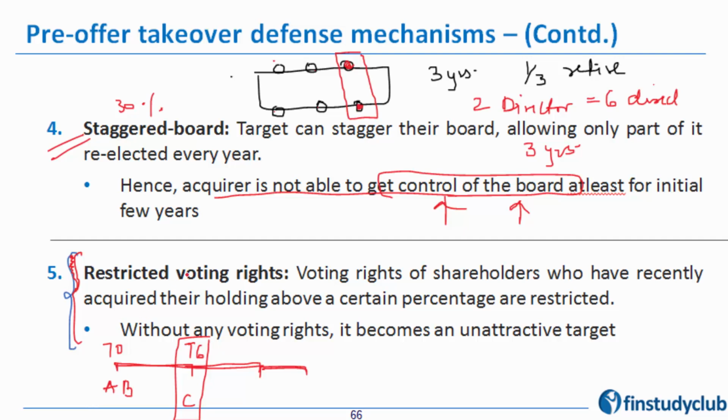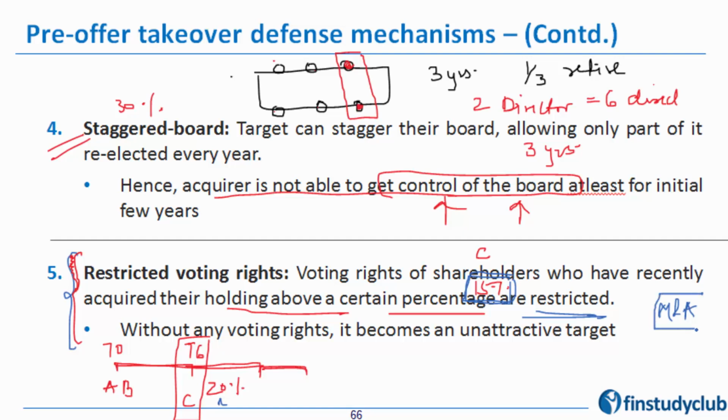So my simple point here is, in the case of restricting voting rights of a shareholder C who has recently acquired a holding above a certain percentage. Let's say C was to get 20%, and the cutoff percentage decided was 15. So what this says is that even though C has acquired 20%, he will be allowed to vote only to the extent of that cutoff, and above that, the voting rights are restricted. So if C has any takeover intentions, then C will obviously not be interested, because the voting right that he's getting is fairly less.